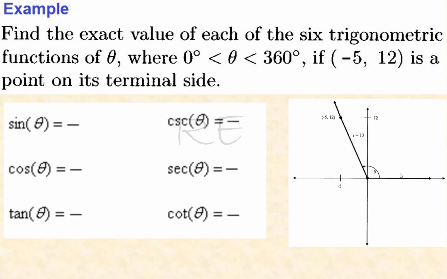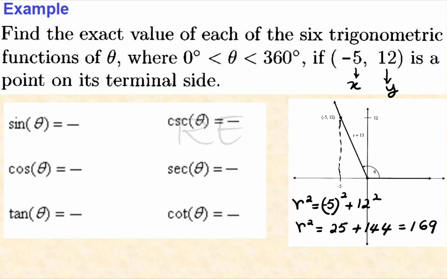For point (-5, 12), we need to find all the trigonometric ratios of theta, and we know that theta is located between 0 and 360. So -5 is x and 12 is y. We are going to calculate the hypotenuse, which is the radius, and the hypotenuse is 13.